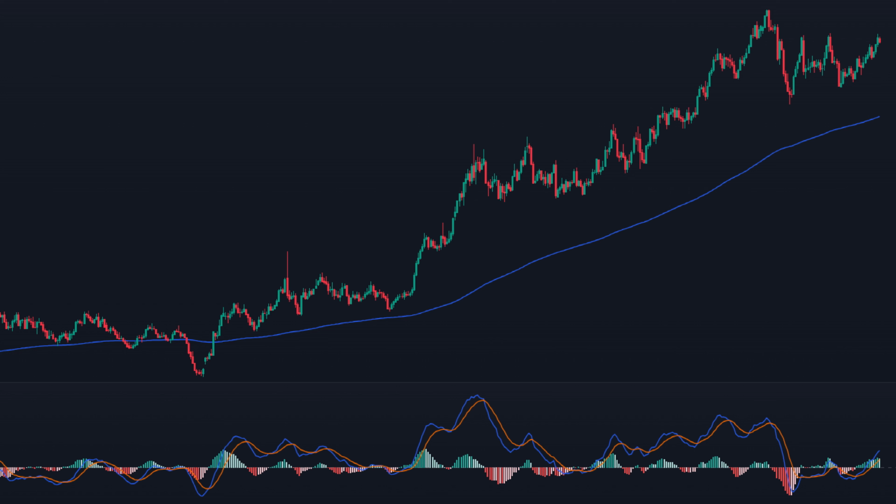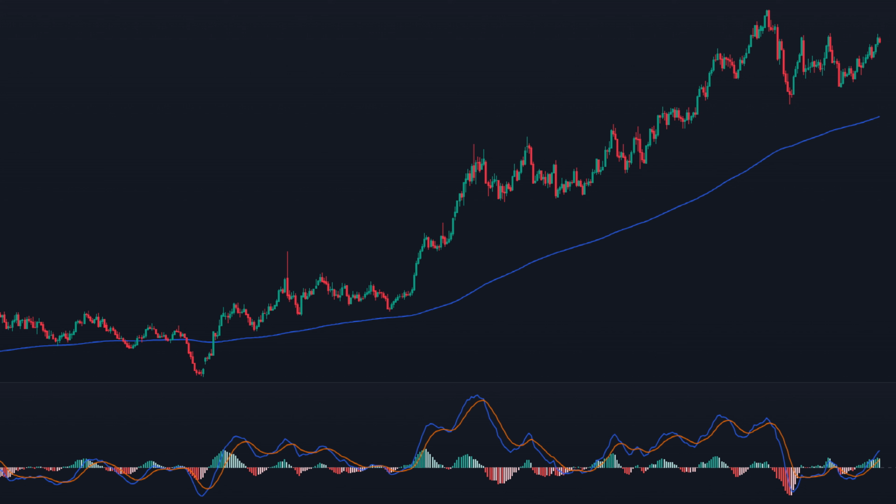Moreover, the histogram can convey practical information. For example, if the histogram is getting bigger, it means that there is an increase in momentum. For a long position, when the MACD line crosses the signal line upward and they are located below the zero line, it is the best time for entering the market.